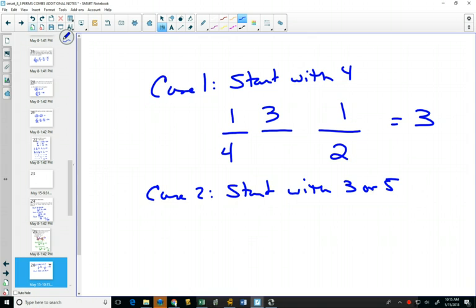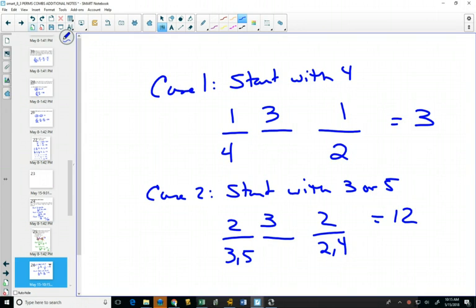Start with 3 or 5. And some people will do 3 cases. Start with 4, start with 3, start with 5. And that's not wrong. But I could start with 3 or 5 at the same time, because then my restrictions here, this can be 2 or 4, no restrictions on the middle, 3 numbers left, 12 ways. What happens when I add 3 plus 12? I get the same answer that I did before.